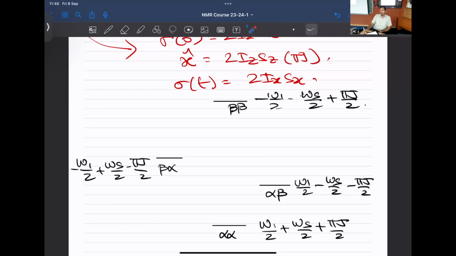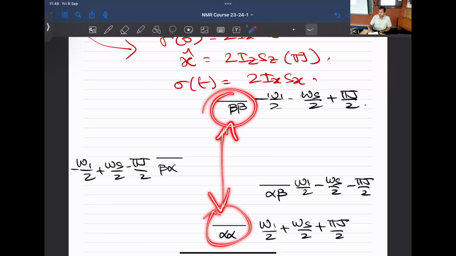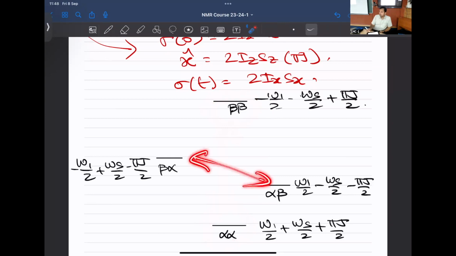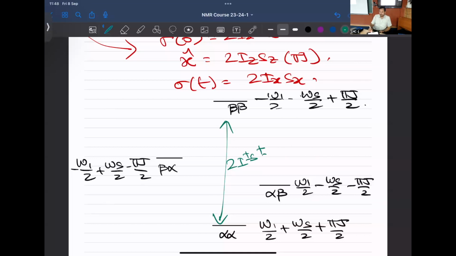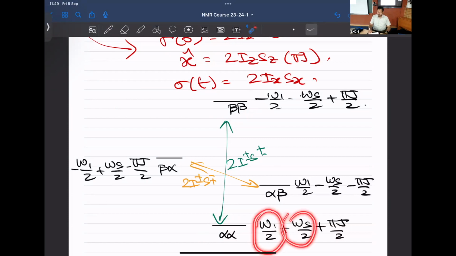Now, when you're talking about the multiple quantum transitions, you're talking about the exchange between alpha alpha and beta beta, or alpha beta to beta alpha. When we are talking about 2 I plus S plus or I minus S minus, you're talking about transitions that happen between alpha alpha and beta beta. And when you're talking about transitions that happen between these two, you're talking about 2 I plus S minus or I minus S plus. Carefully pay attention. If you take the energy differences between them, omega I by 2 plus omega S by 2 minus of minus omega I by 2 minus omega S by 2, will automatically come omega I plus omega S.